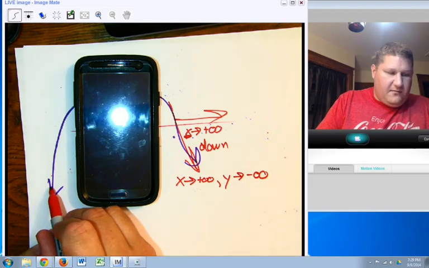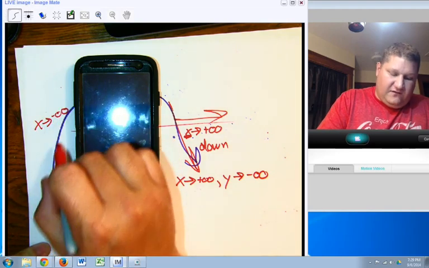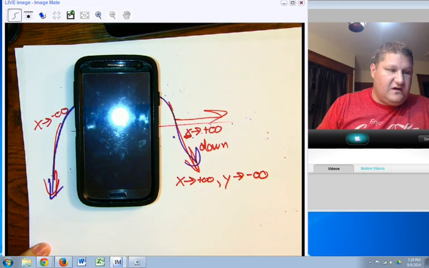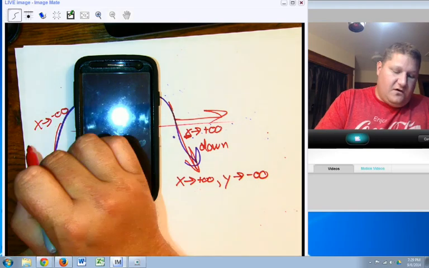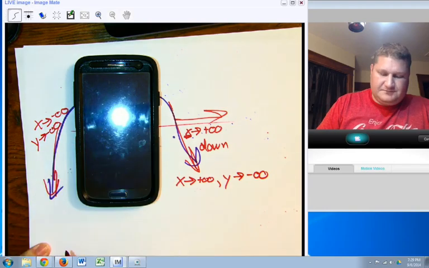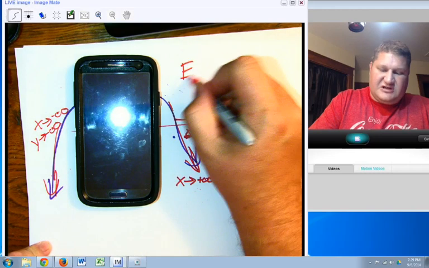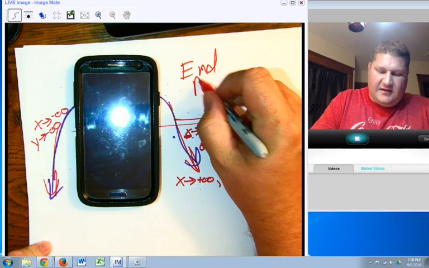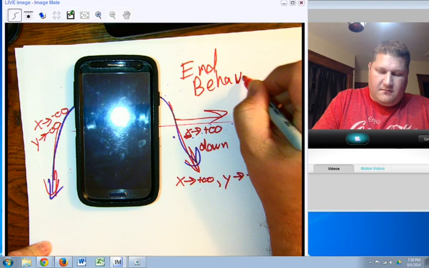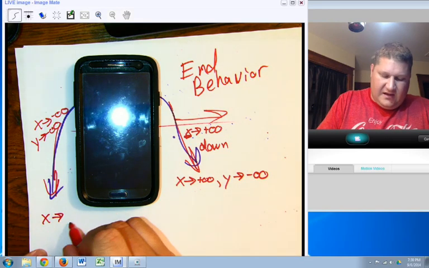Over here, as x goes toward negative infinity, it seems to be going, as far as I can see, down. So y therefore goes to negative infinity. I don't care what's happening in the middle because this whole section is called end behavior. End behavior. Only what happens at the end do I care.